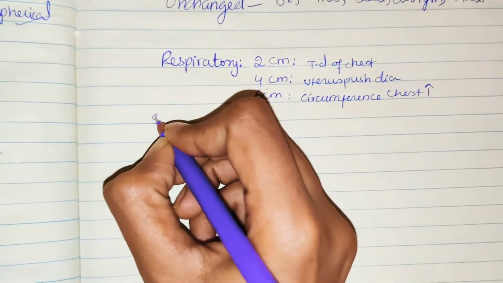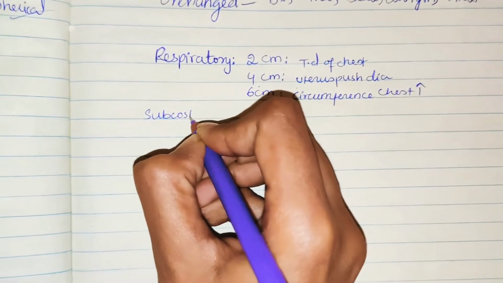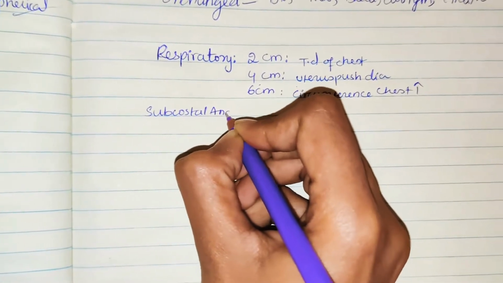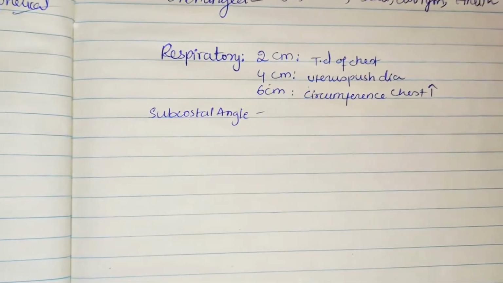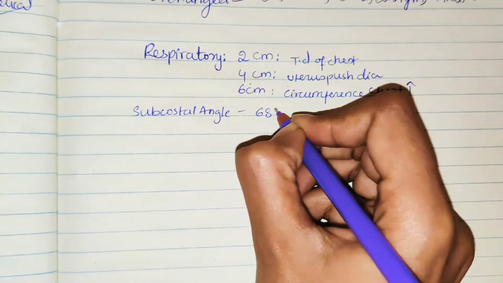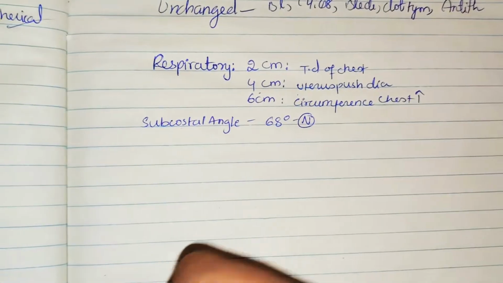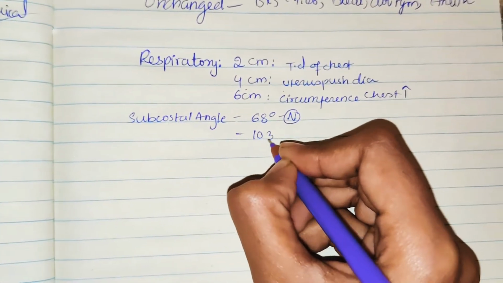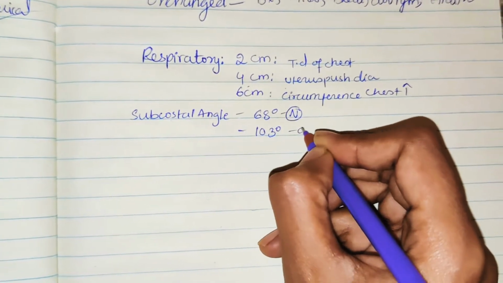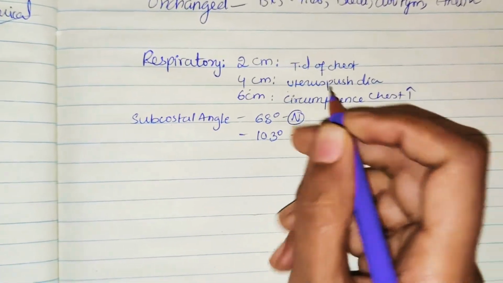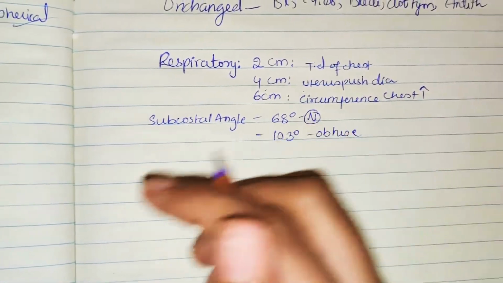Now coming to the subcostal angle. In a normal person, the subcostal angle will be at the level of 68 degrees. But in the case of a pregnant female, you will see it change to 103 degrees. That is, it is going to an obtuse angle. So the subcostal angle will be obtuse in the case of a pregnant female.